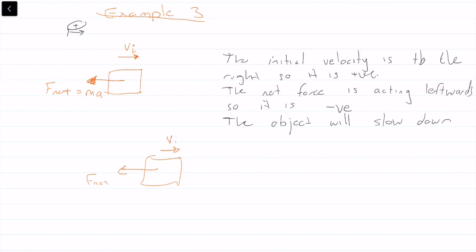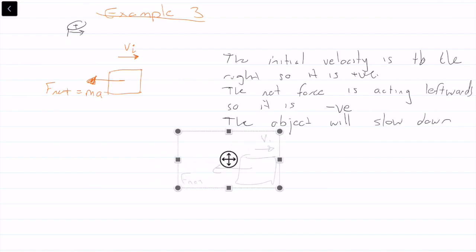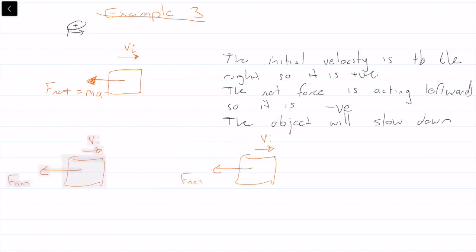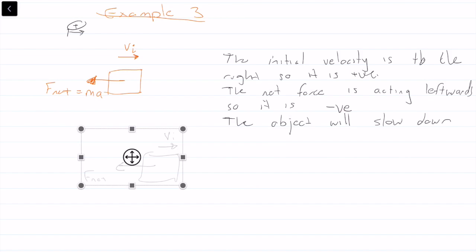Okay, so we have an object that's moving towards the right direction initially, but the net force is acting towards the left. Let's say it starts out fast, but the net force is slowing the object down. Eventually the object will stop, and then if this force continues, the object is going to move in the leftwards direction and accelerate in that direction.